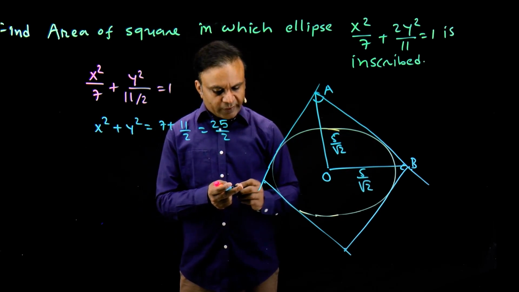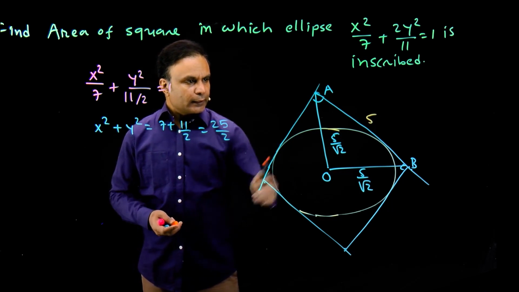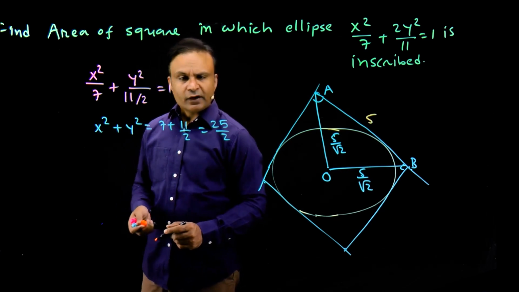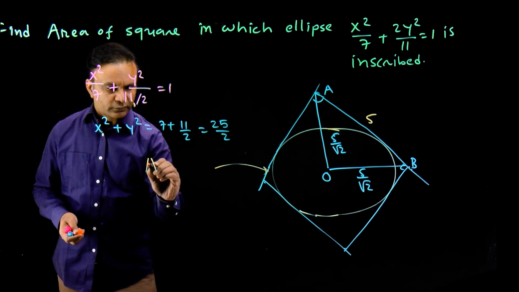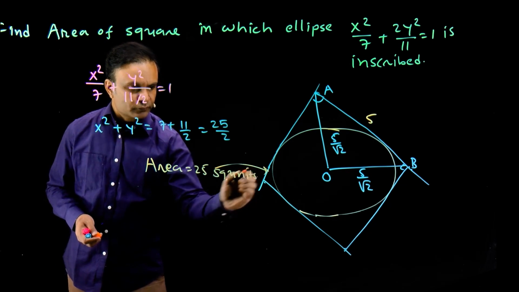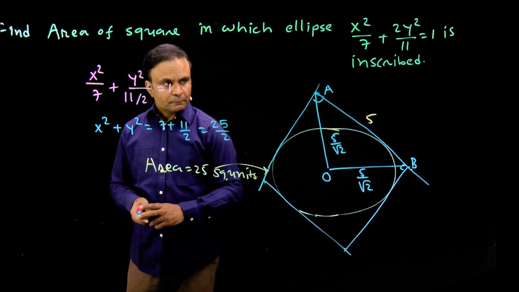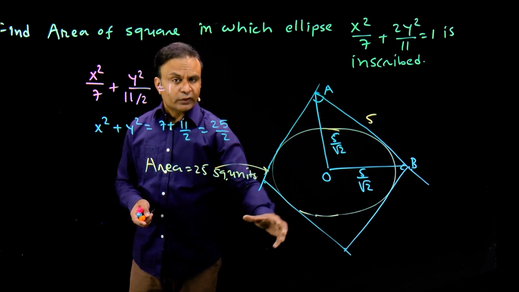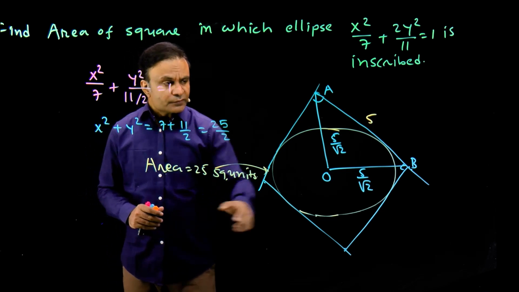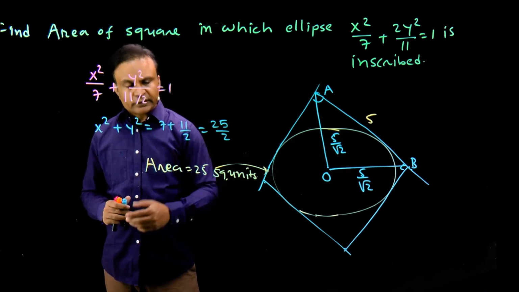So the side of the square is 5 because it will be root 2 times this side. So this side, which is the side of the square, is 5 units. So the area of the square is equal to 25 square units. The concept in this question is that the ellipse is inscribed in the square and all the vertices of this square will lie on the director circle, and if the circumcircle of this square is given, if its radius is given, we can find its side and hence the area.